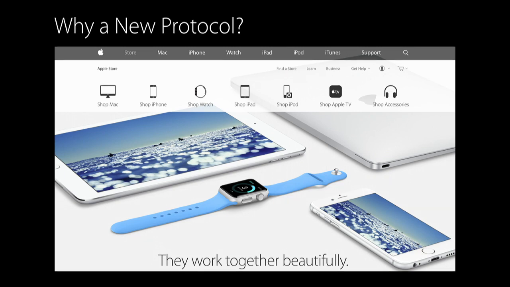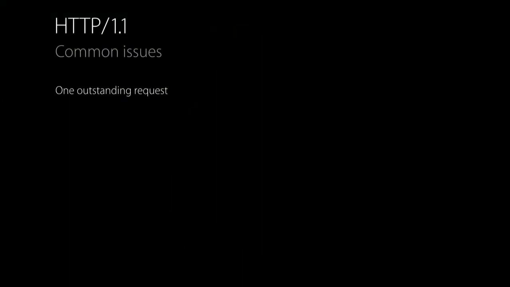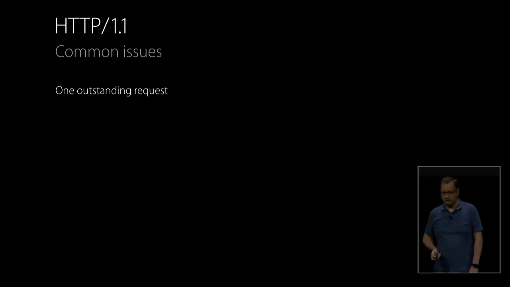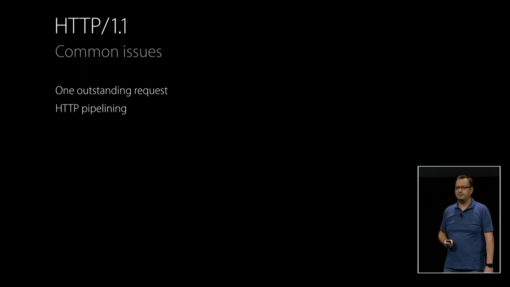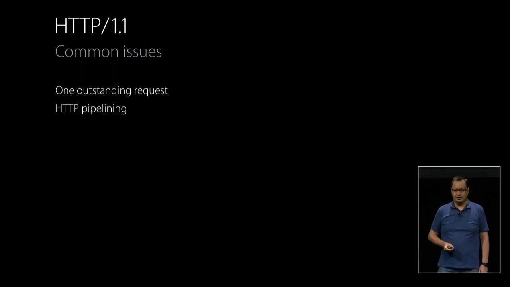HTTP has been around since the beginning of the web, and it is not a secret that it has many issues. The most famous HTTP issue is the problem of only one outstanding request per TCP connection. The solution for this was HTTP pipelining. But HTTP pipelining is not available on all servers or networks. In fact, it is disabled on most popular desktop web browsers.